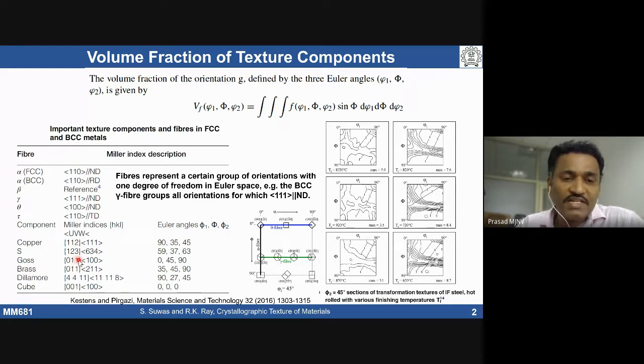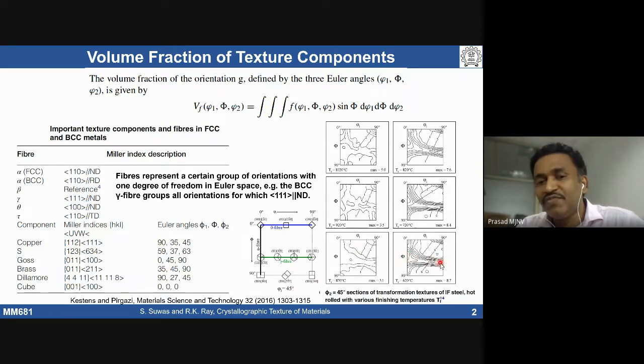Goss texture evolves in certain materials, like iron silicon alloys, and has a significant role in magnetic properties. So the Goss component is important in certain materials. Some amount can evolve during deformation, and some can evolve during recrystallization also. In the case of BCC, for example IF steel, interstitial free steels, we see that a fiber texture is going to be dominant.